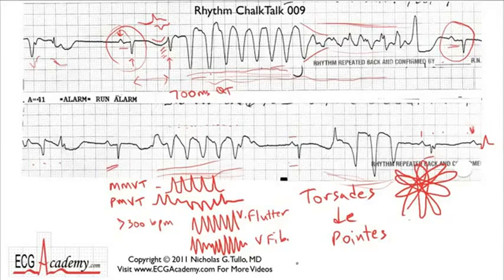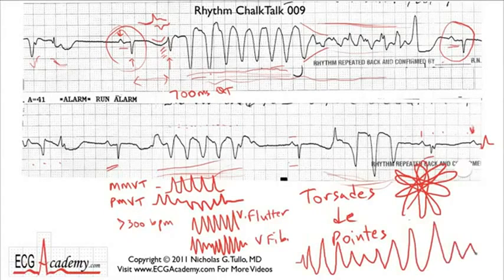But when you look in the textbooks, you'll usually see a polymorphic VTAC that gets smaller, and then it gets bigger, and then it gets smaller, and it looks very classic. In all the books, it looks the same, and that's not quite what this looks like. But it is. It's torsade, trust me.